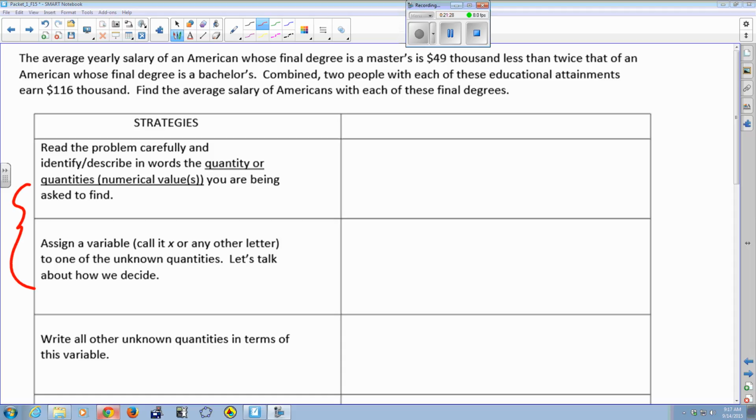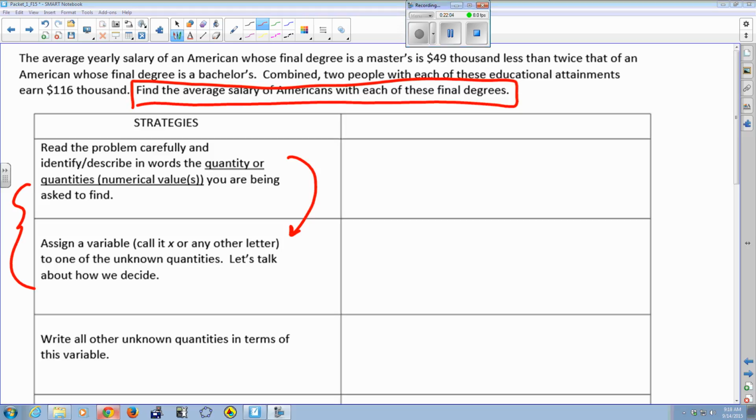Okay, so it says here, identify and describe in words the quantity or quantities, numerical values that you're being asked to find. Well, that's usually in the last sentence of the last question. There it is. That's what you're being asked to find. You're being asked to find 2 salaries, the amounts of 2 different salaries. And so now you go right from there to this, where you assign a variable, of course, the famous one is X, to one of them. And then you talk about the other amount in terms of X.